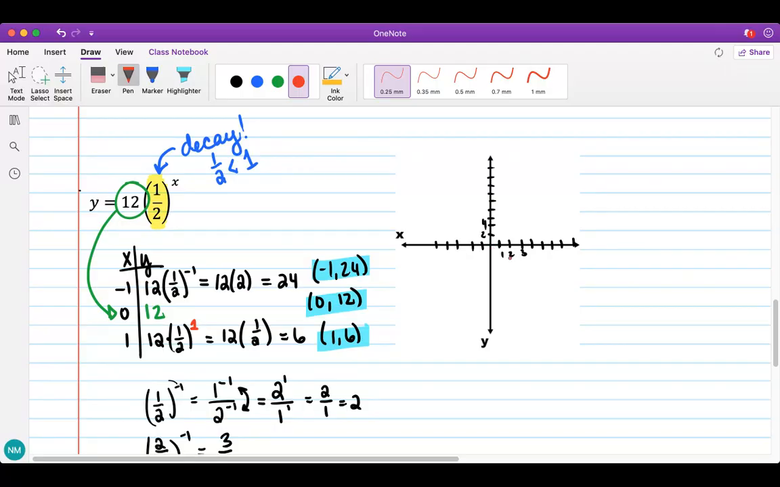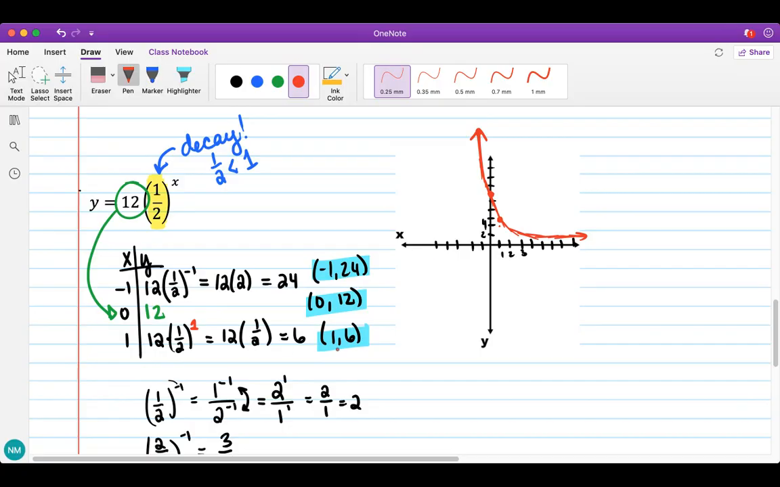So I have 1, 6. 2, 4, 6. I have 0, 12. 2, 4, 6, 8, 10, 12. And then immediately I see that it's decreasing, right? But then I have -1, 24. So that's going to be somewhere up here. This is very steep, but you can see the decay.